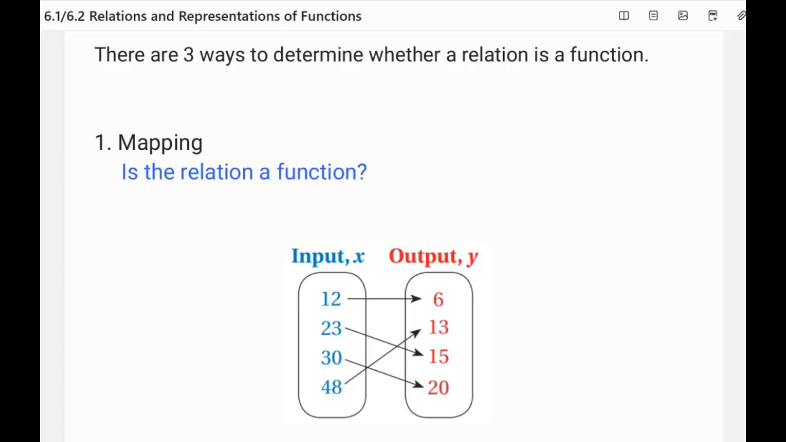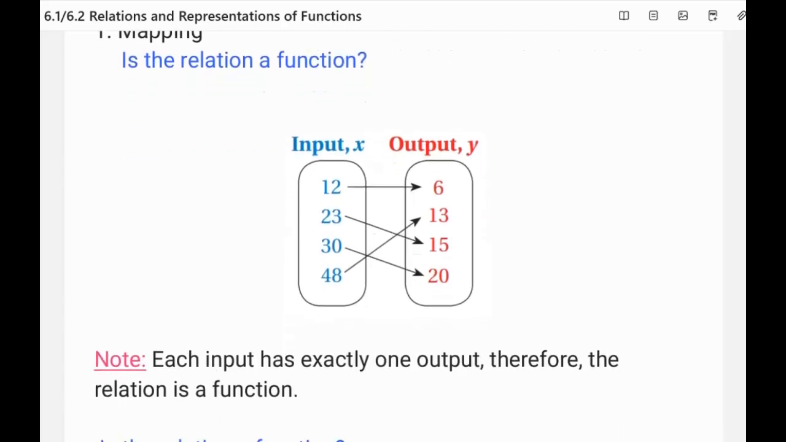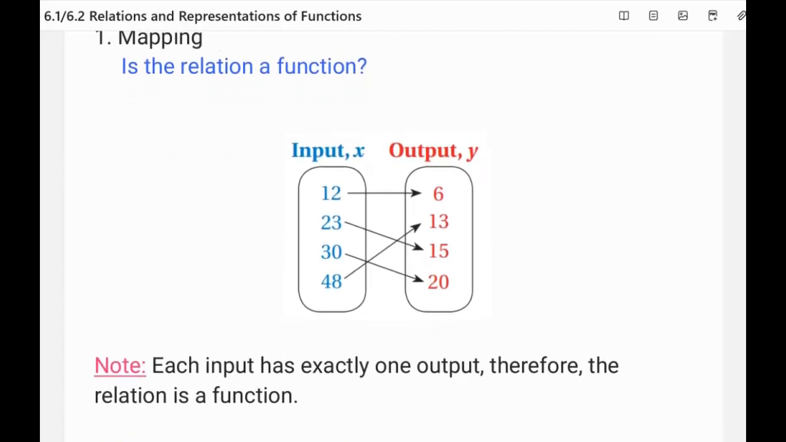So each of those inputs have to have one of the outputs. So let's make a note of this. The note is that each input has exactly one output. Therefore, the relation is a function. So in this case, we are going to say, yes, this is a function. And it's only because each of those has only one output as stated below.